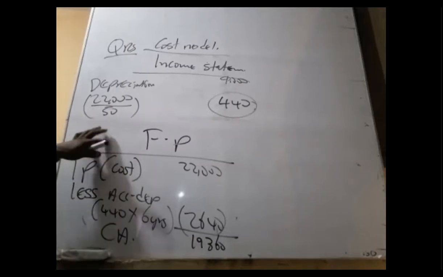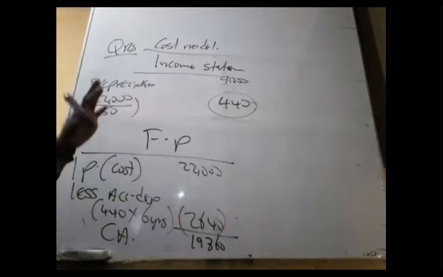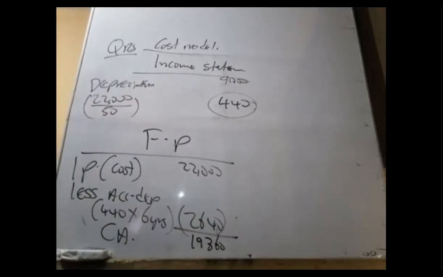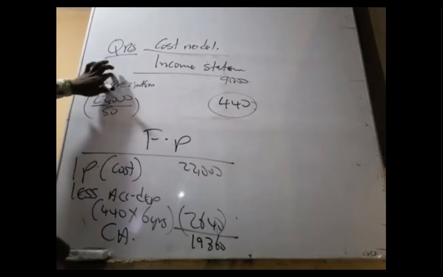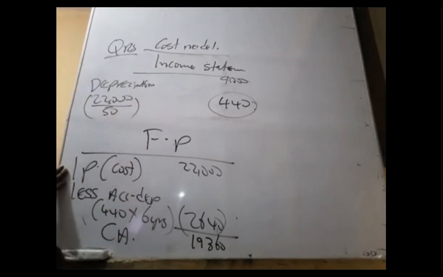I'm not interested in the cost model because from cost to cost, we've not done anything. Tell the examiner that when they transfer from cost model to cost model, they've not done anything. But the PPE was under cost model. Investment property was under cost model. This one has not done anything.